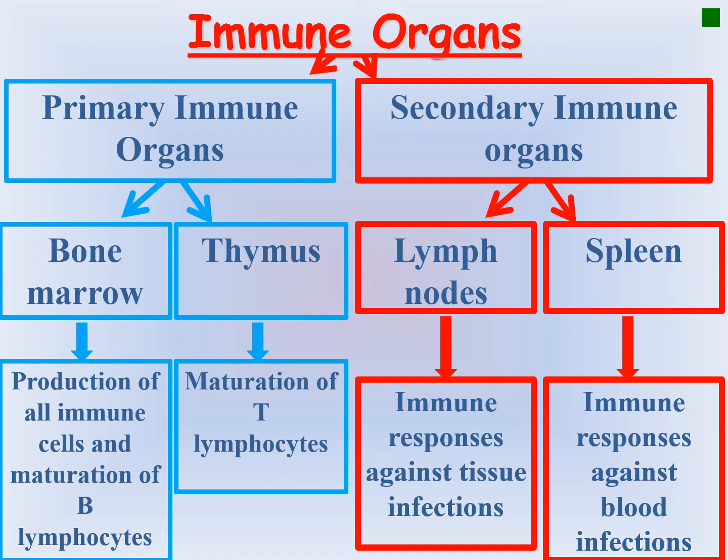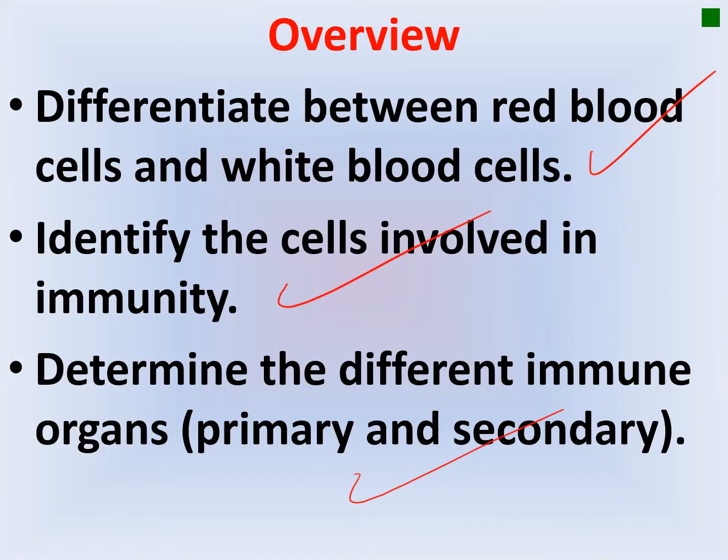In the lymph nodes, immune response against tissue infection, while at the level of the spleen, immune response against blood infection. So here we differentiate between the different white blood cells and red blood cells, the cells involved in immunity, and the different immune organs, primary and secondary.